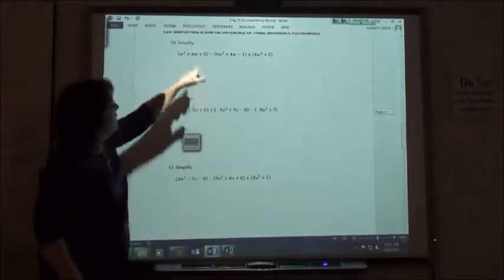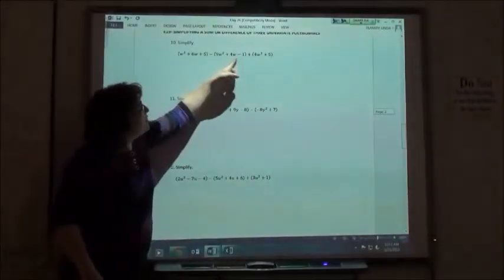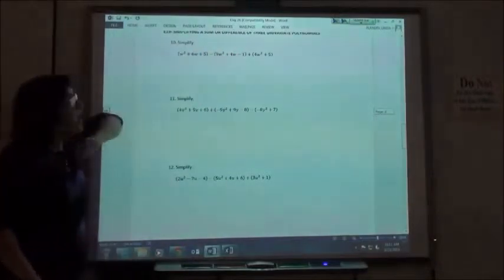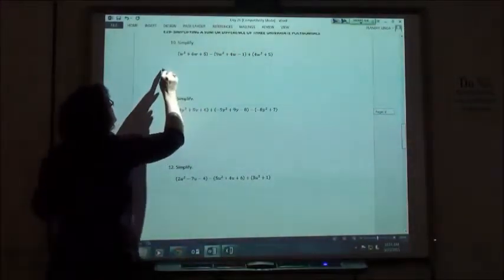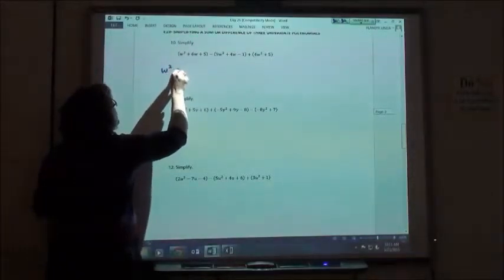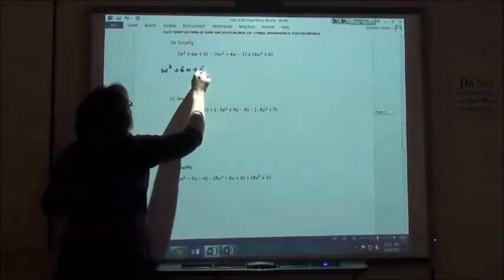So, if there's a negative in front, we have to distribute the negative. If there's a positive in front, then we leave them alone. So here, first set of parentheses just going to stay the same. W squared plus 6W plus 5.